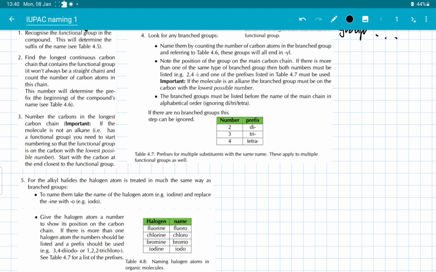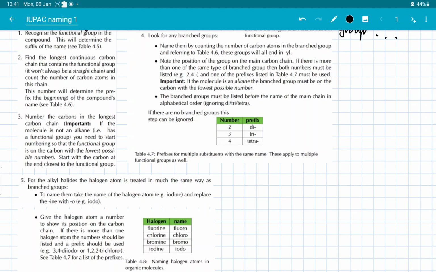So let's start with the first 3 rules. I'm going to combine them because I have already taught you how to name organic molecules. The first 3 rules, I know that I have used them. And I have 2 examples here, which I want to make a distinction. So let's start with rule 1. Rule 1, recognize the functional group in the compound.